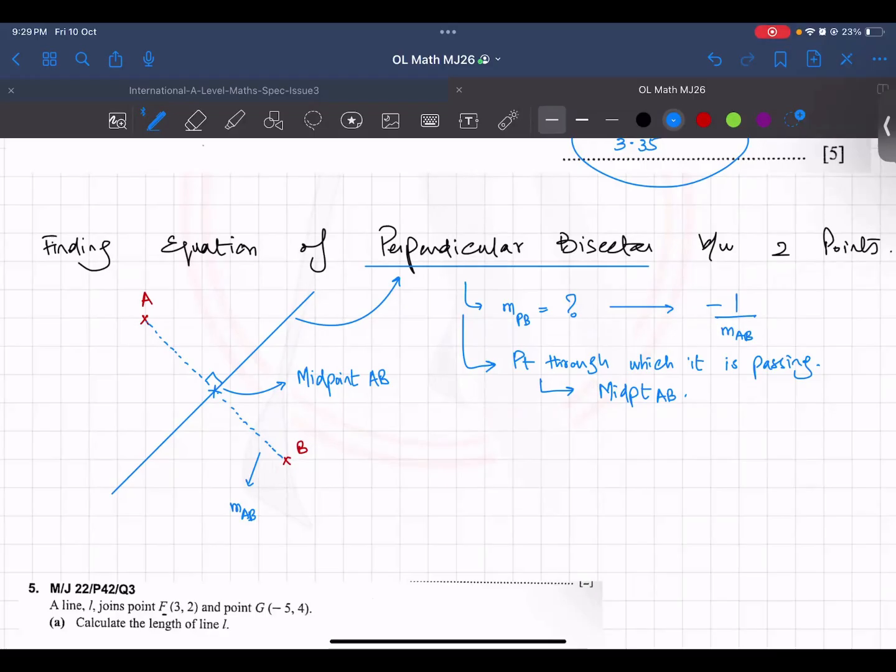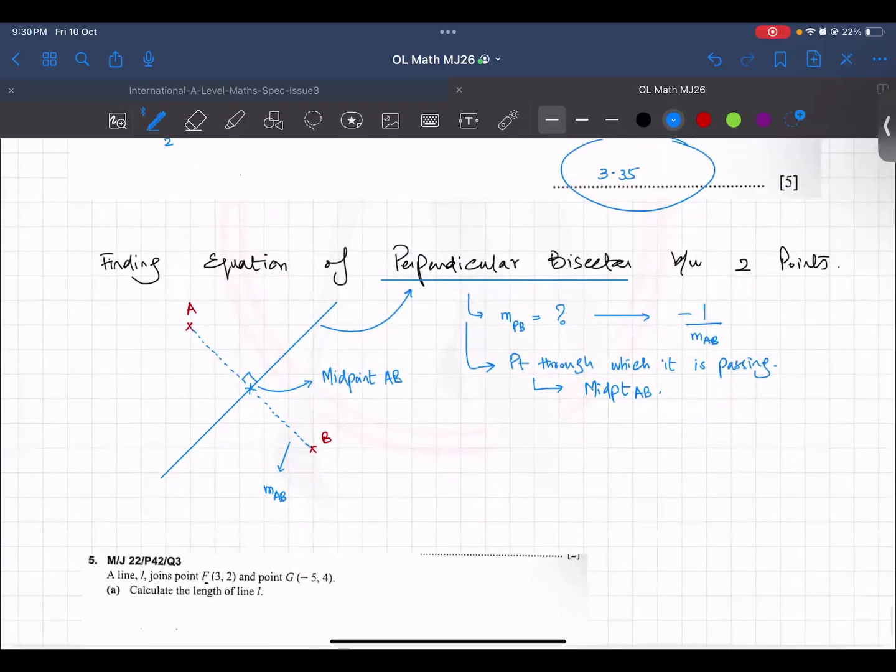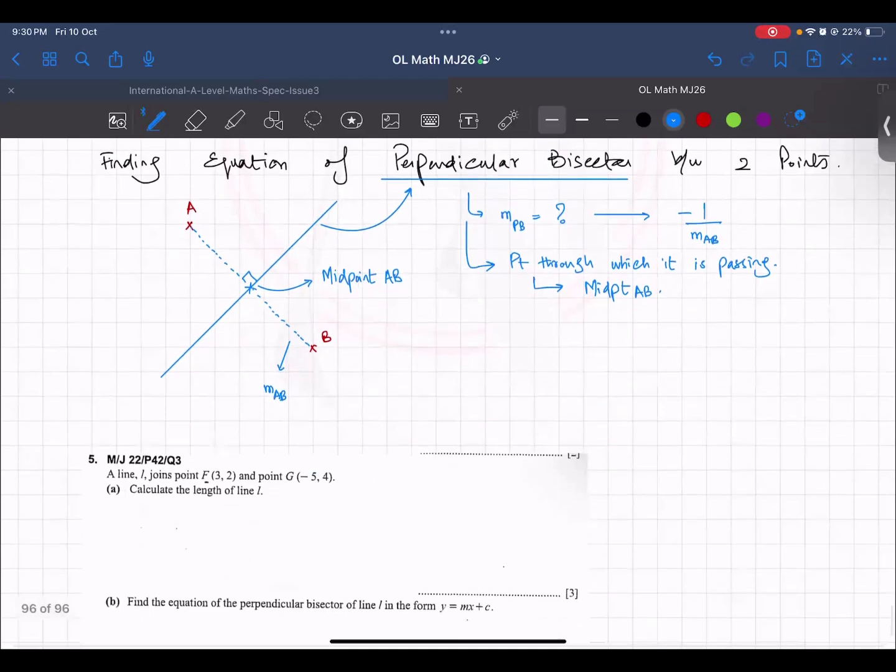So you understand the situation? This is what you are going to find now. Everything is in front of you. Now you can start from anywhere that you want. You either find the gradient first or you find the midpoint first. It's up to you. But you need a point, you need the gradient. And if you get those, you can put in the formula and then you will get the equation. So here is an example.